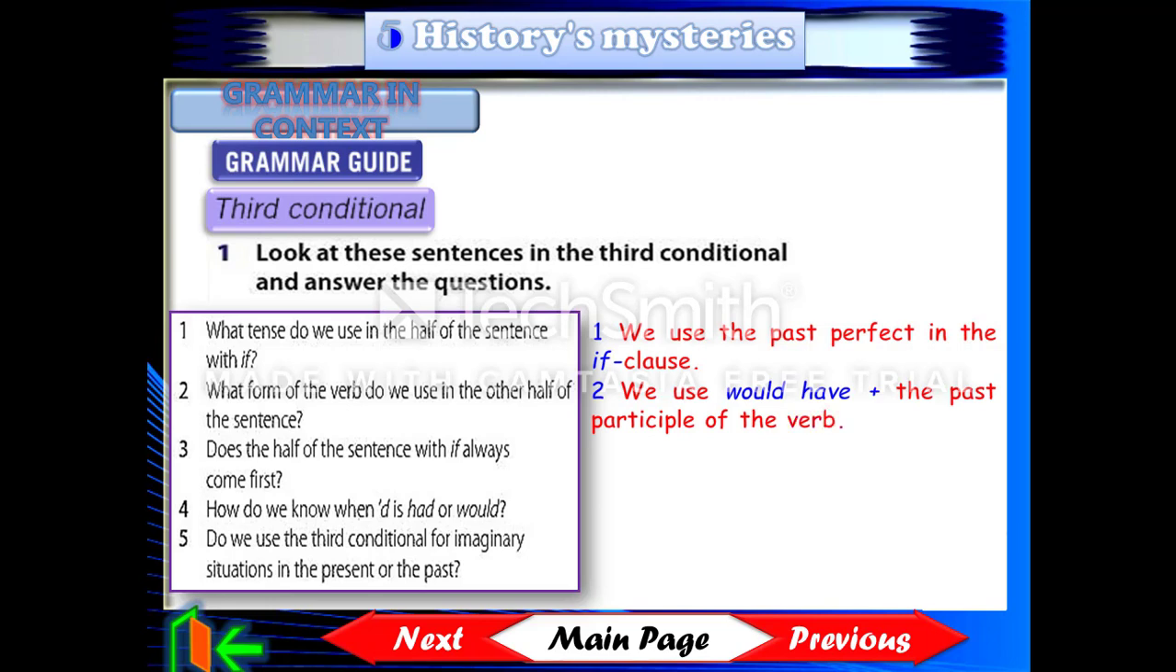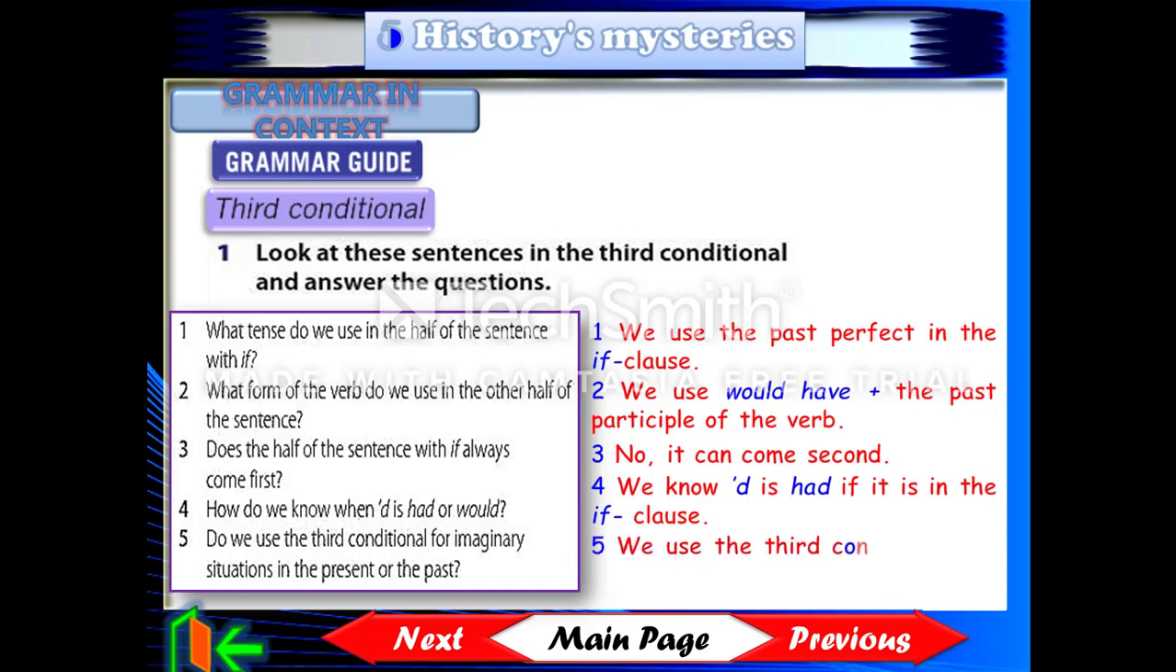Does the half of the sentence with if always come first? No, it can come second. How do we know? When it is had or would. We know it is had if it is in the if clause. Do we use the third conditional for imaginary situations in the present or past? We use the third conditional for imaginary situations in the past.